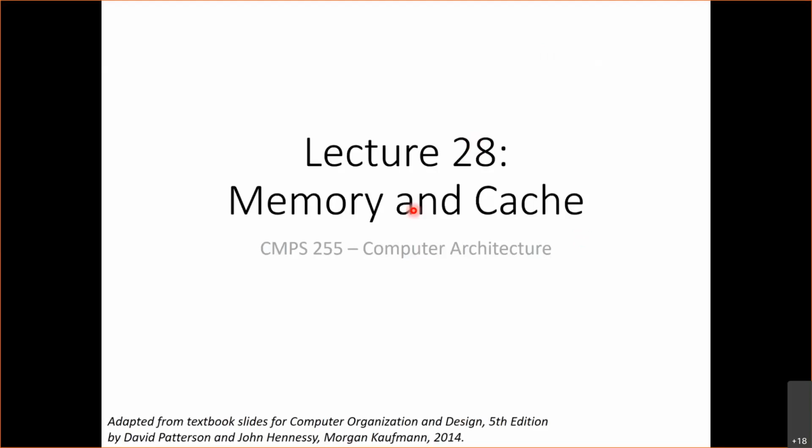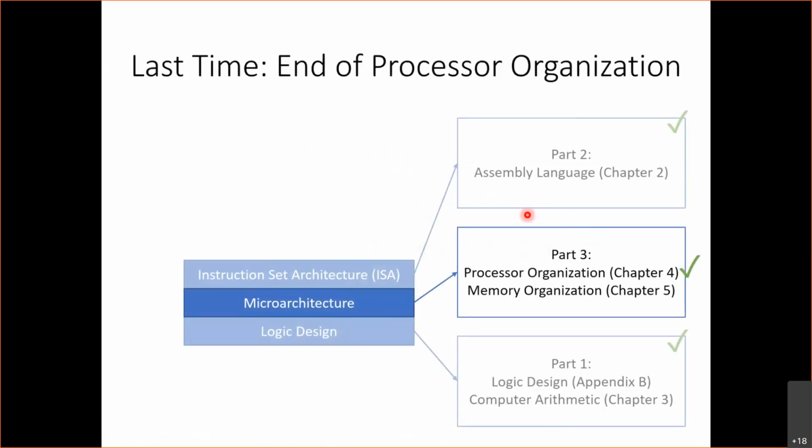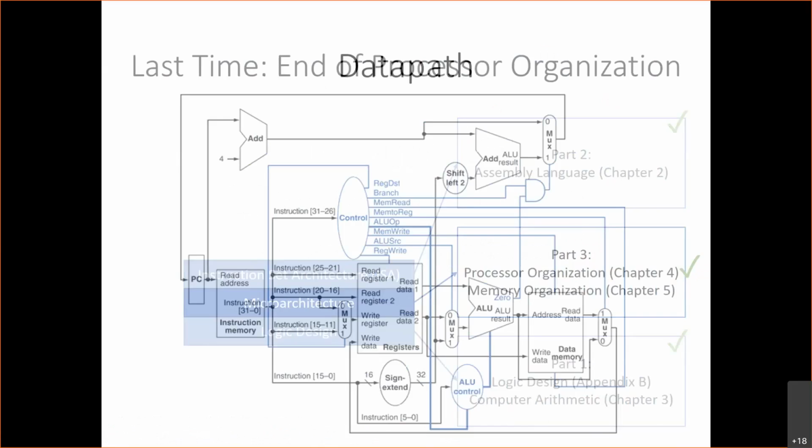Today, we're going to start talking about memory and cache. So last time, we ended the part on processor organization. We finished talking about part 3 of microarchitecture, and how the processor is organized. And in the remaining part of the class, we're going to talk about how memory is organized.